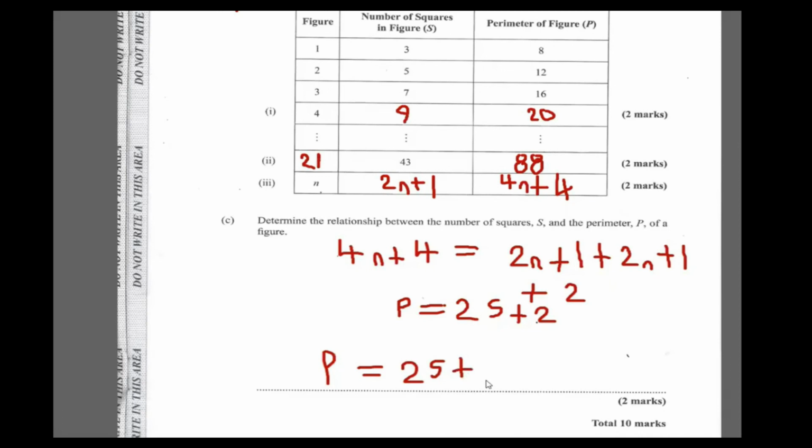That's the answer. Of course, you could have eyeballed it: 2 times 3 plus 2 is 8, 2 times 5 plus 2 is 12, 2 times 7 is 14 plus 2 is 16. I couldn't eyeball it, so I looked at the formulas. So 2 times the number of squares s plus 2 gives us the perimeter. This is an s, not a 5. So 2s plus 2. That's the relationship between the perimeter and the number of squares.